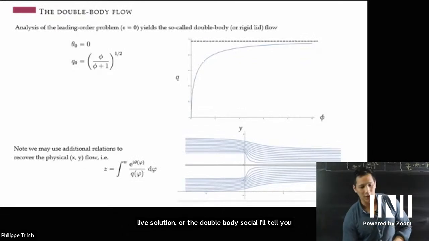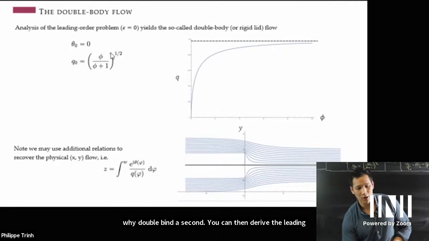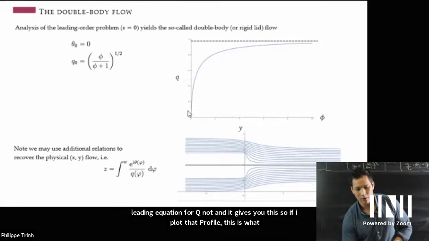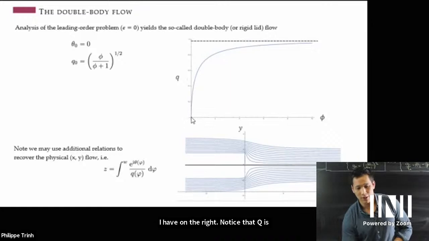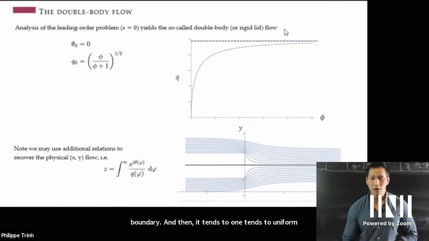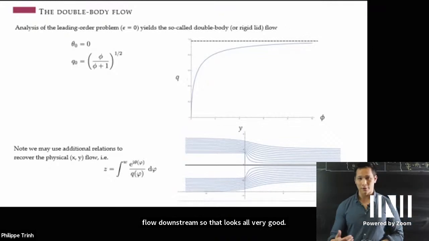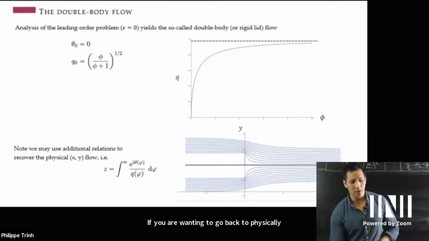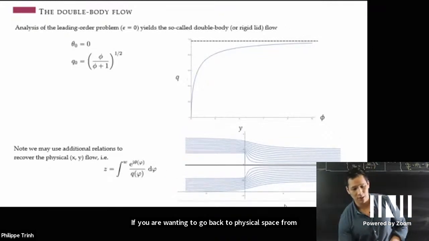You can then derive the leading equation for Q naught, and it gives you this. So if I plot that profile, this is what I have on the right. Notice that Q is 0 at the connection between the solid boundary and the free boundary, and then it tends to 1, tends to uniform flow downstream. So that looks all very good. If you want to go back to physical space from Q and theta, you can integrate certain relationships for that, and you can recover the streamlines of the flow.